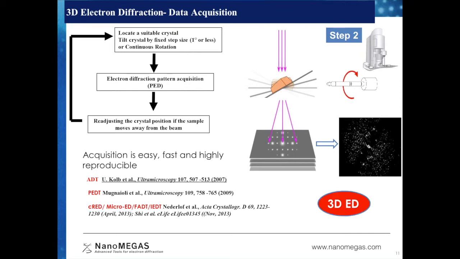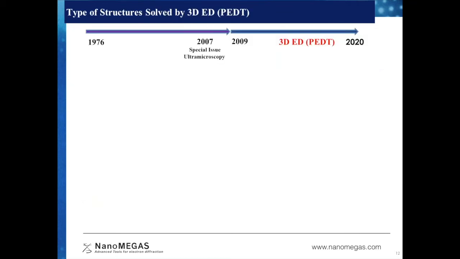And you can see more details about acquiring 3D electron diffraction data and the different terminology used in the 3D electron diffraction data acquisition process in a recent article in ACS Central Science. Now, as I said before in the first slides, structure solving by electron diffraction data started from 1976.